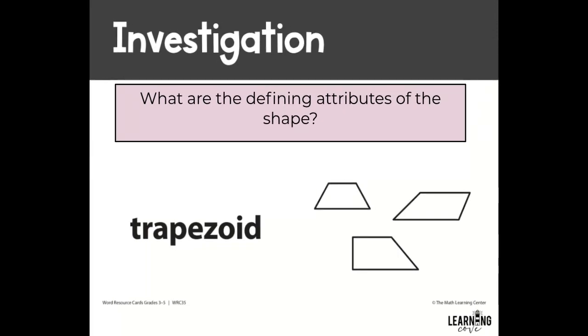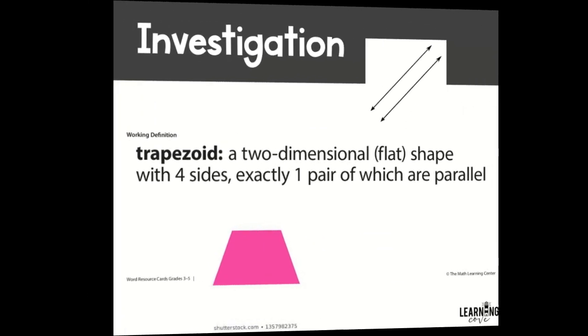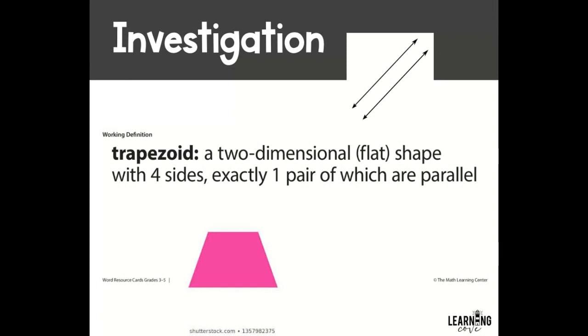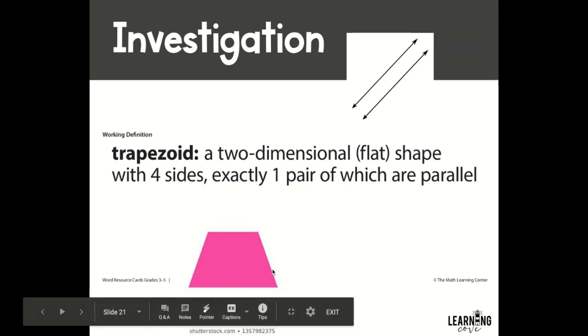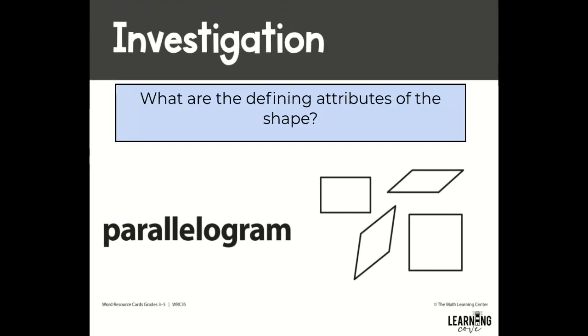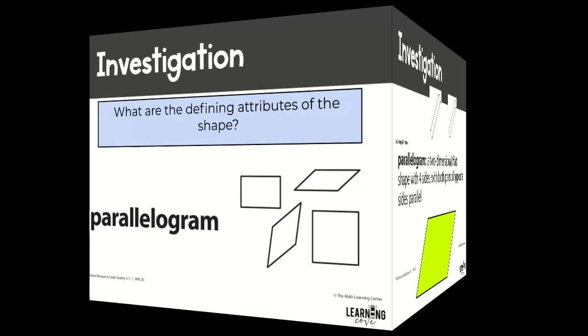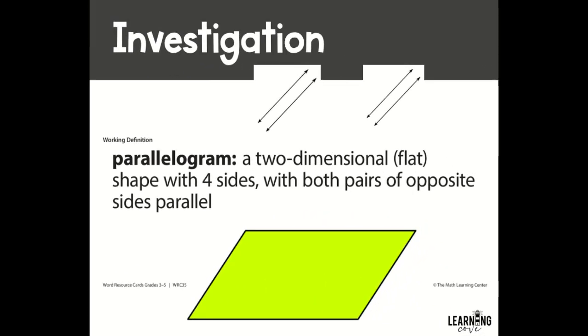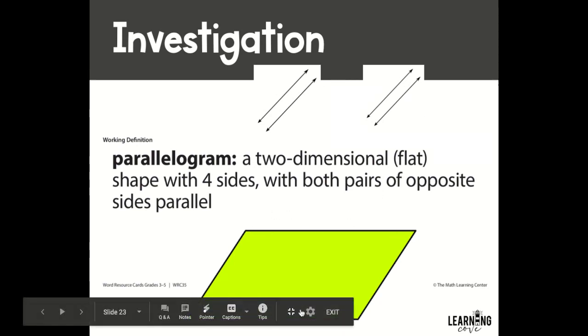A trapezoid. A trapezoid is a two-dimensional flat shape with four sides. It has exactly one pair of sides which are parallel. You can see right here. A parallelogram has the word parallel in it. A two-dimensional, flat, closed shape, they're all closed, with four sides with both pairs of opposite sides parallel. Here's one pair and another.